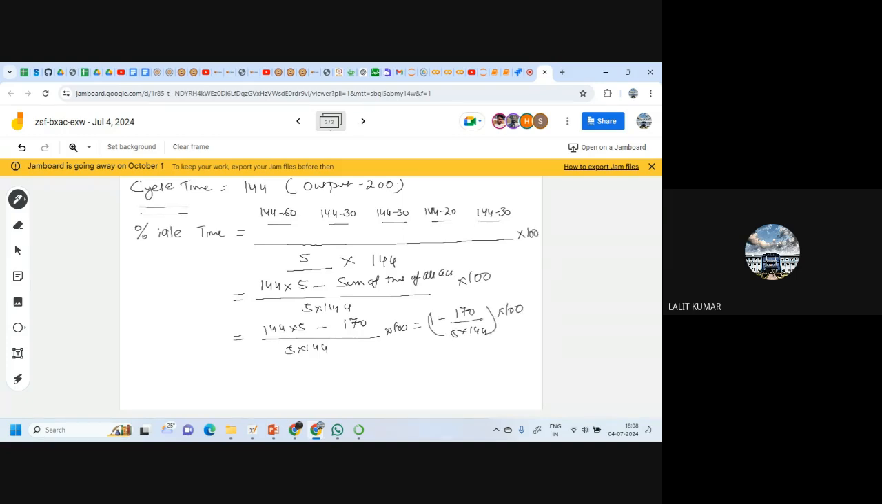So here, for example, some figure will come. Shall I calculate, or somebody can calculate this fast? Yeah, let me do it.